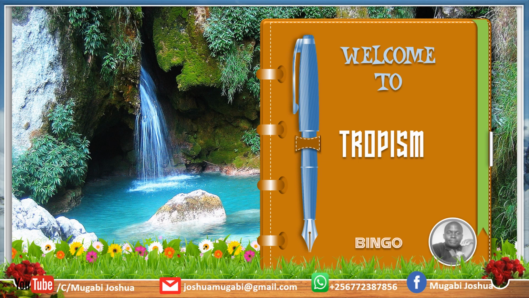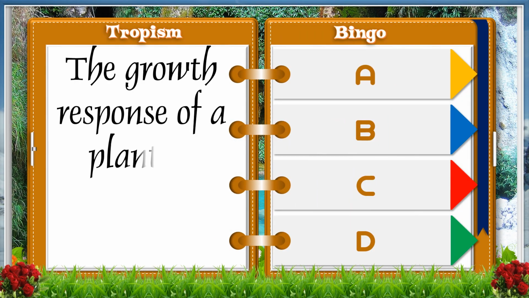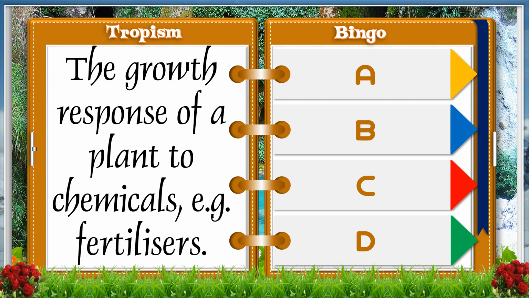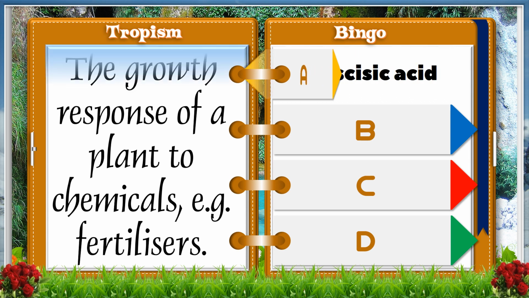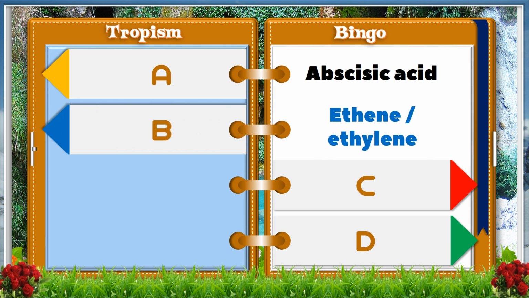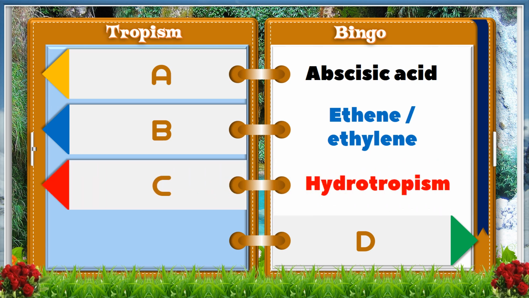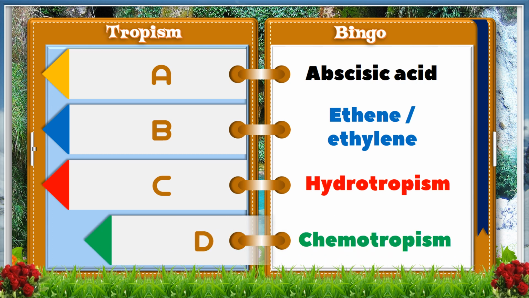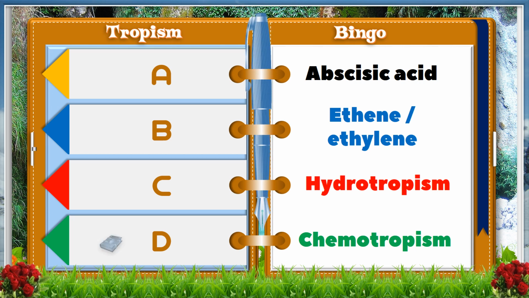Without wasting any of our time, let's go directly to our quiz. The growth response of a plant to chemicals, for example, fertilizers. A. Abscisic acid. B. Ethene or ethylene. C. Hydrotropism. D. Chemotropism. And the answer is D. Chemotropism.